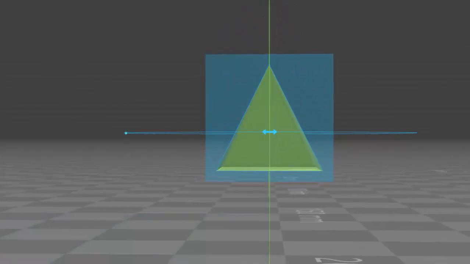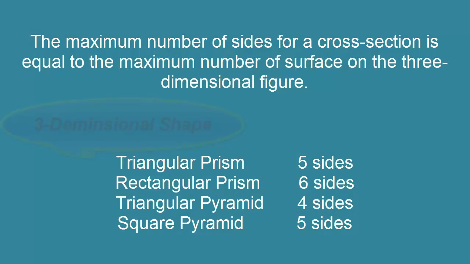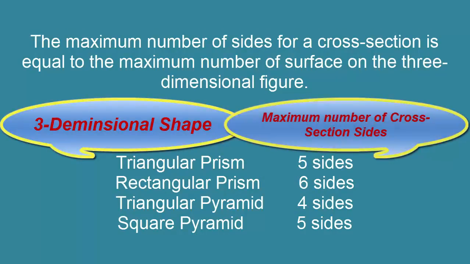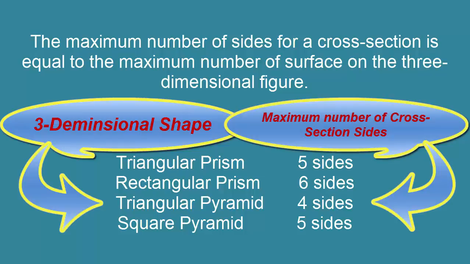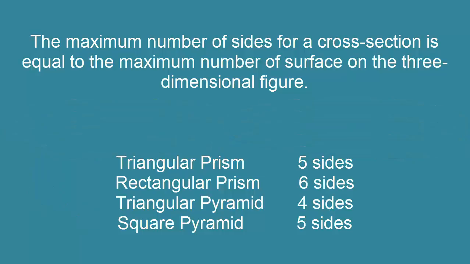Hopefully that's helped you to have a good view of cross sections. By way of review, the maximum number of sides for a cross section is equal to the maximum number of surfaces on the three-dimensional figure. So for a three-dimensional shape that's a triangular prism, the maximum number of sides is 5. A rectangular prism, the maximum number of sides is 6.